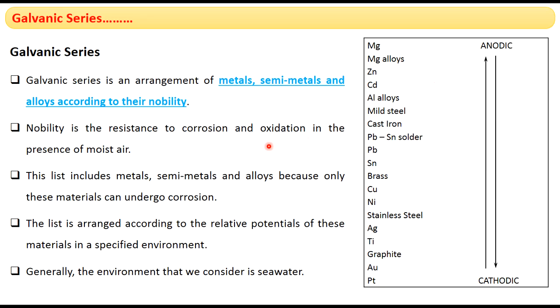Galvanic series is based on nobility. Nobility is the resistance to corrosion and oxidation in the presence of moist air. So based on nobility, the metals and alloys are arranged in the galvanic series. Here, these are arranged based on their relative potentials in a specified environment. The environment taken here is seawater. So, in seawater, the nobility of metals and alloys is taken into consideration and they are arranged. This is the galvanic series.